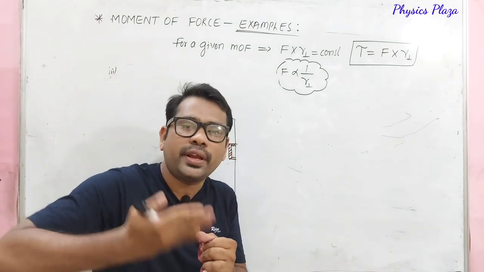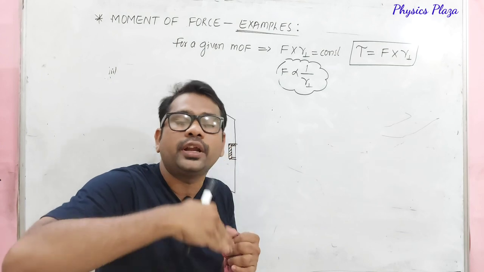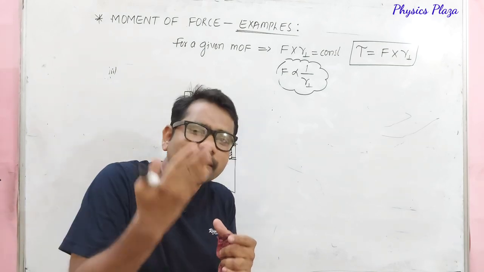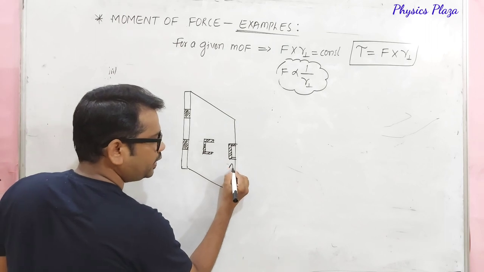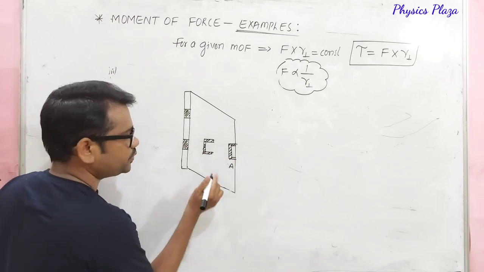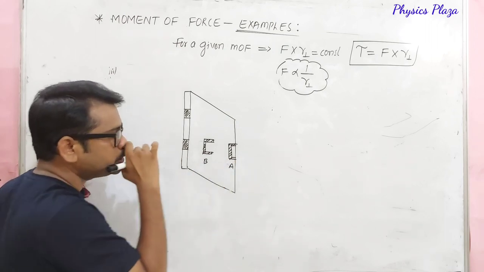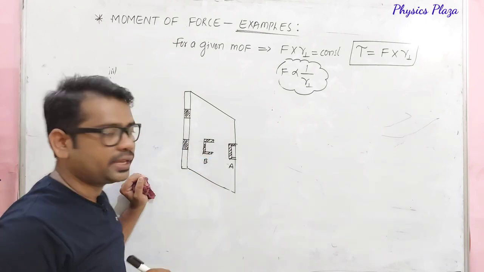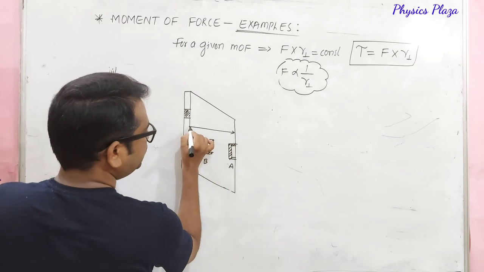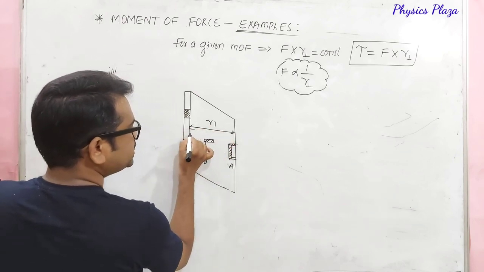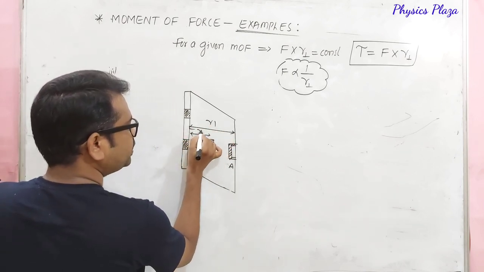Why should it be provided at the end of the door, to open and to close? Why is it easy in that case? Let us see, dear children. For suppose, at point A the handle is provided at the end, and at point B the handle is provided in between, let us say here. In the first case, the perpendicular distance will be R1, whereas in the second case, the perpendicular distance will be R2.